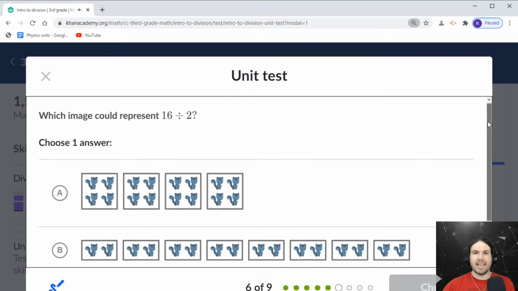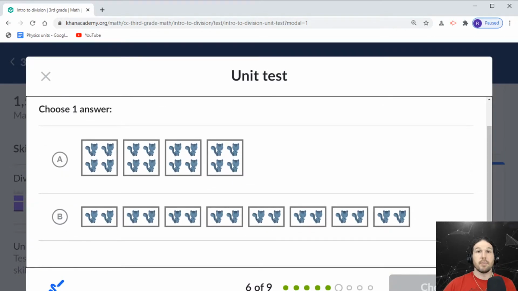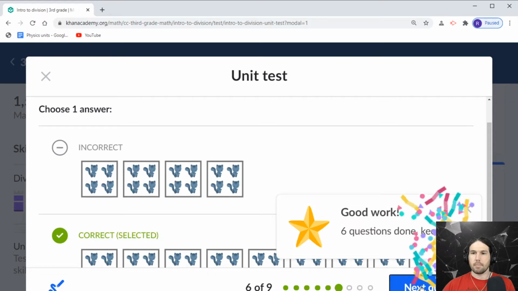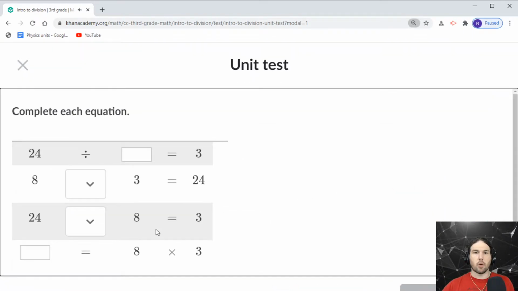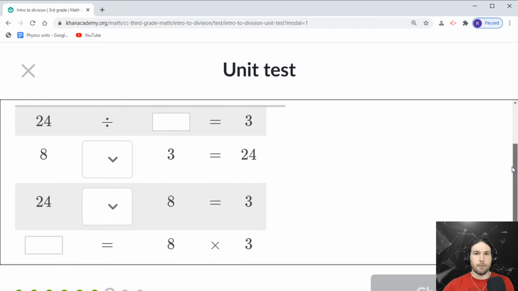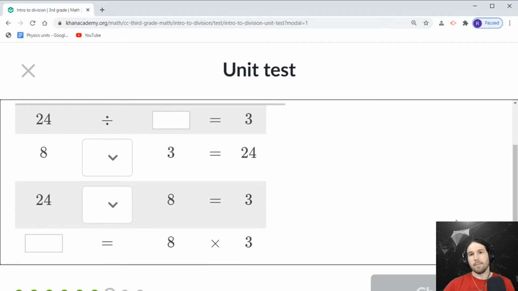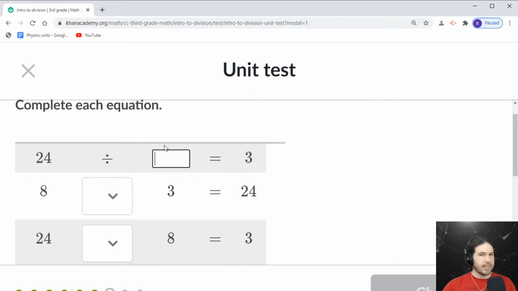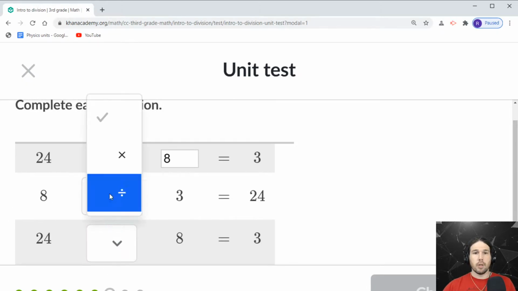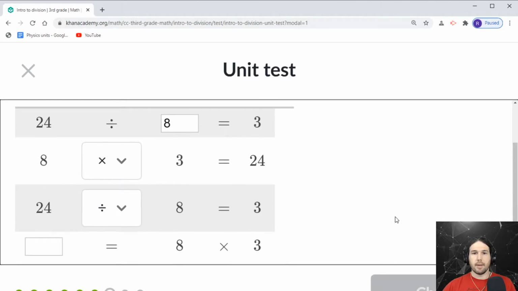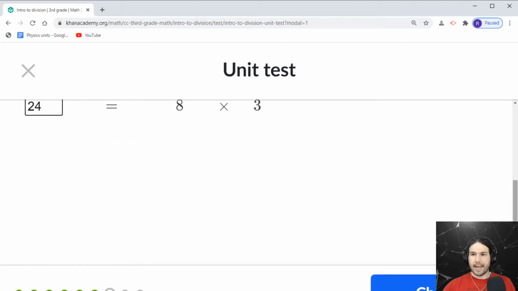Which image could represent 16 divided by 2? Well, that would be B. Complete each equation. 24 divided by blank equals 3, etc. Well, that would be 8. In fact, it shows us in the next line that it's 8, because 8 times 3 is 24. 24 divided by 8 equals 3. 24 equals 8 times 3.